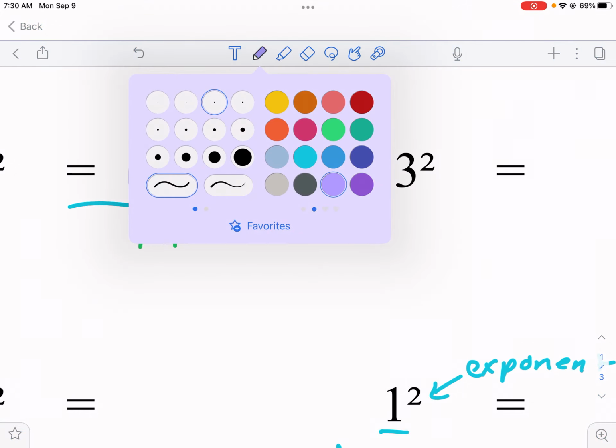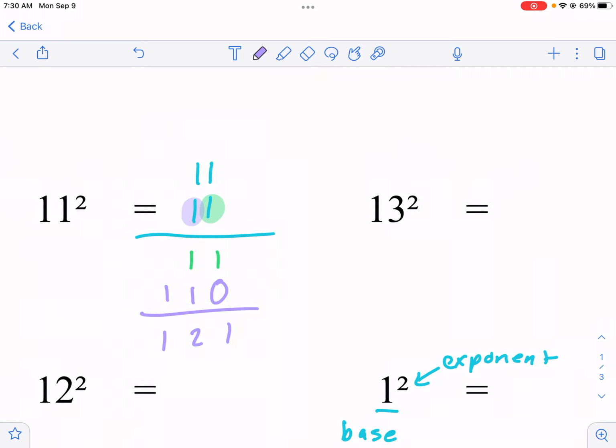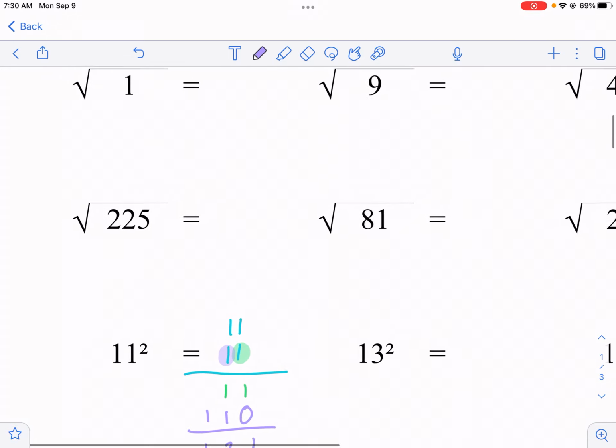Okay, so now I have the tens place. And I need to drop a 0 down because I am in the tens place. And then I do 1 times 1. And then the other 1 times 1. So I have 1, 2, 1. 121 is 11 squared. It's a little tougher going backwards with this one.